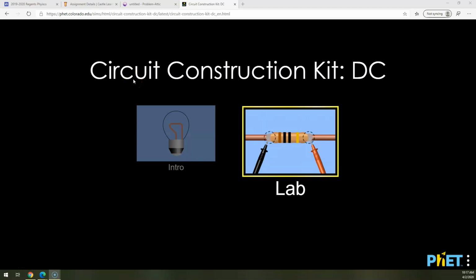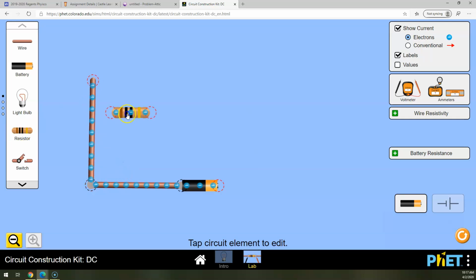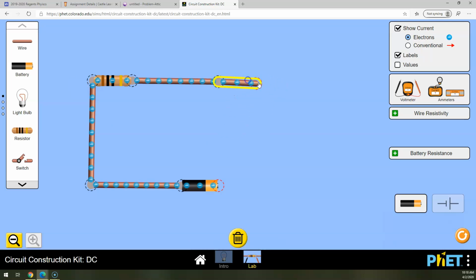Okay, so let's go through a little bit about circuits. I'm on the PhET Circuit website. I'm going to do a lab. First, I'm just going to make a simple circuit with a wire and a single resistor. We tend to just use resistors instead of light bulbs, but you can use a light bulb. You can change the resistance of it.